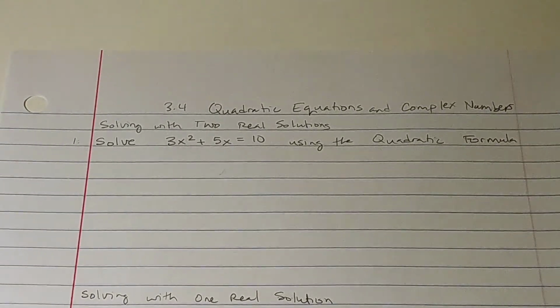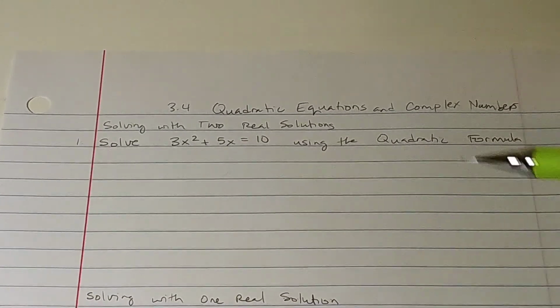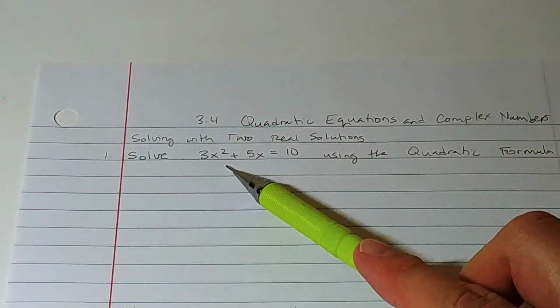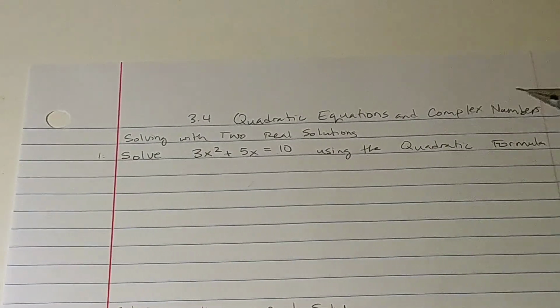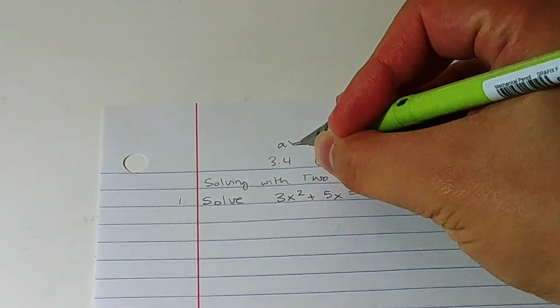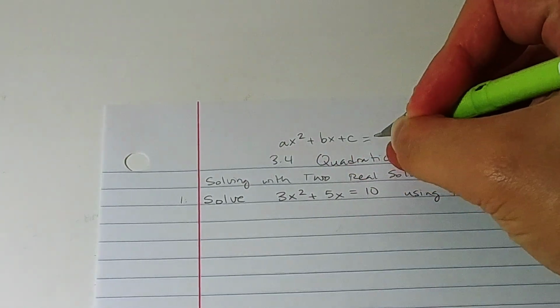So here we're going to look at quadratic equations and complex numbers. First we're going to solve one that has two real solutions. It says solve 3x squared plus 5x equals 10 using the quadratic formula. Remember, we want it to look like ax squared plus bx plus c equals 0.